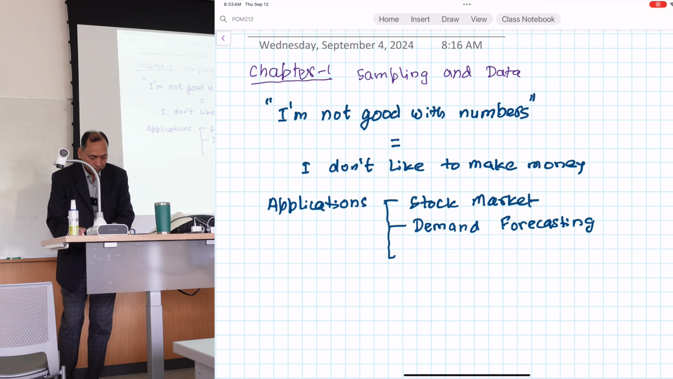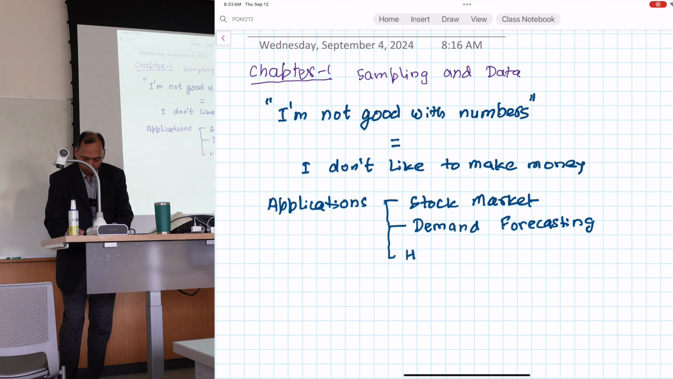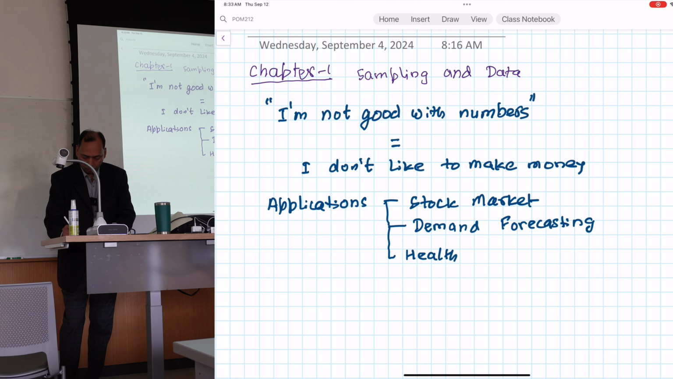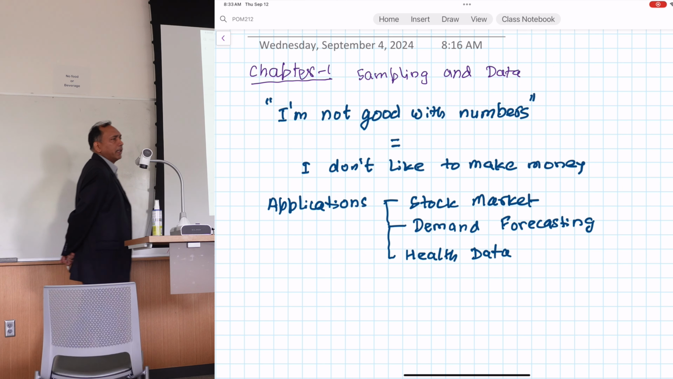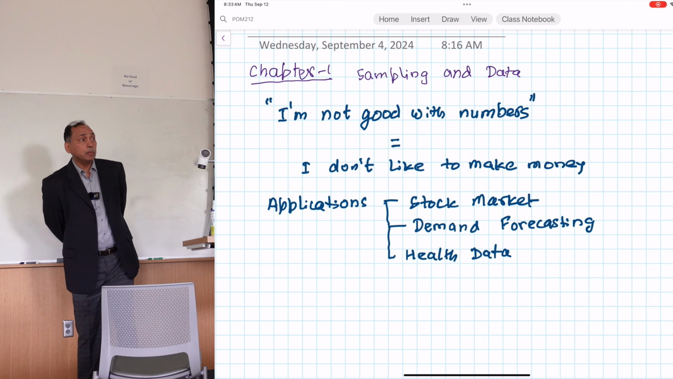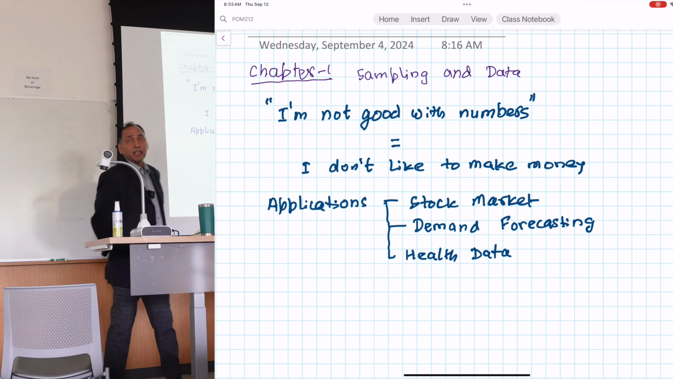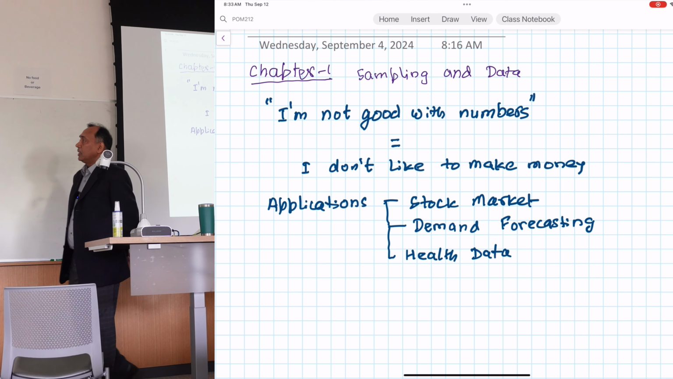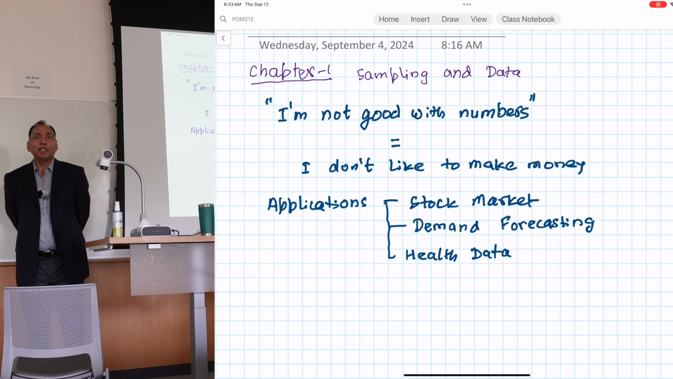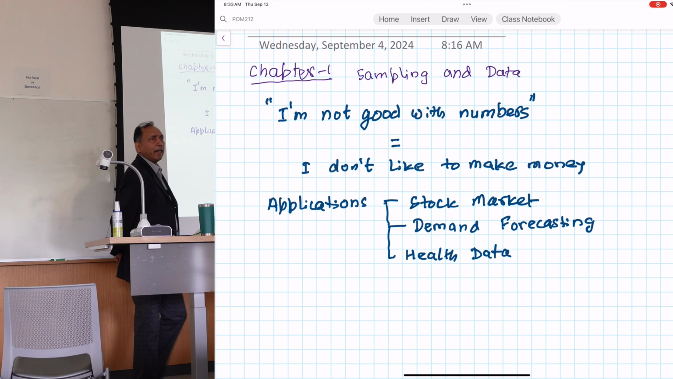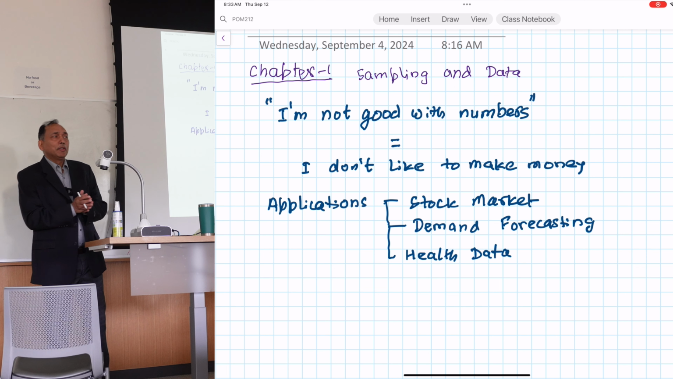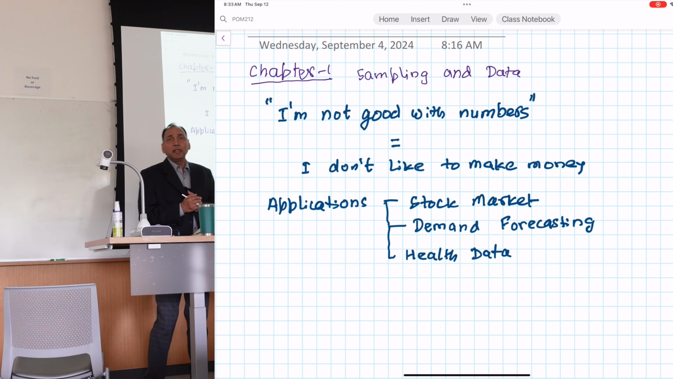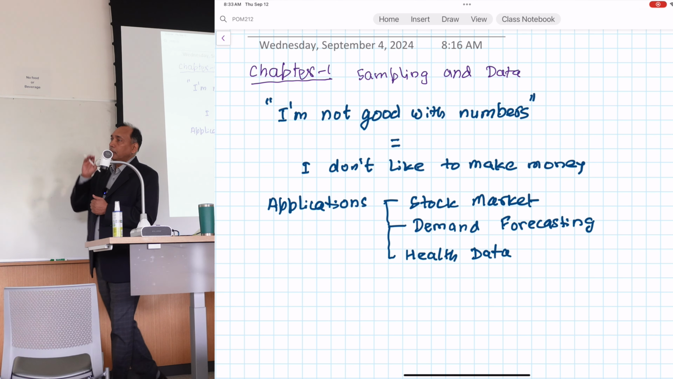Another example is health data. That's one huge sector where you have lots and lots of data. That's one area where there is huge potential for applying statistical methods in so many ways. I had a PhD student 2 years back, and her PhD focused on health data. So she used health-related data to develop some machine learning models and make predictions.